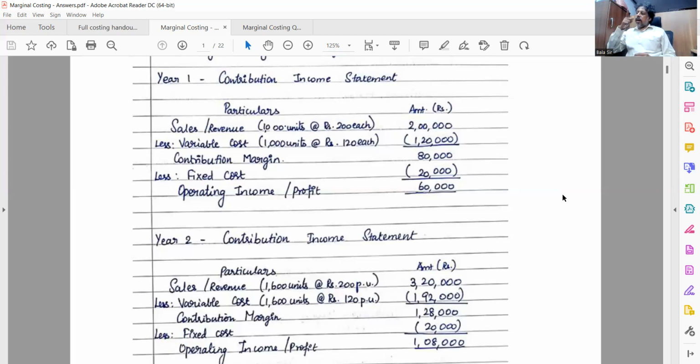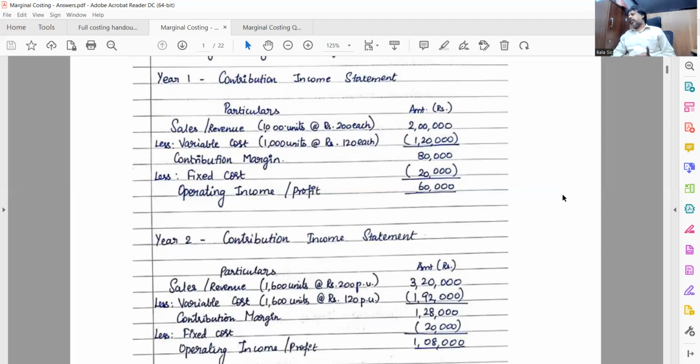We call this contribution because each unit contributes rupees 80. What is 80 into 1,600 units? That will give you, for year 2, 1,28,000. Out of the 1,28,000 contributed by these units, minus 20,000 fixed cost absorbed, you still have 1,08,000 surplus, and that is your profit.